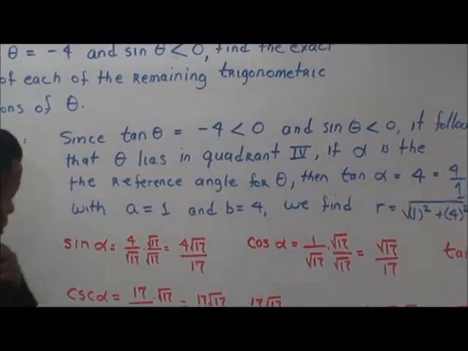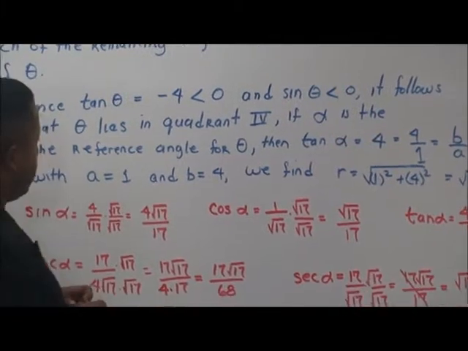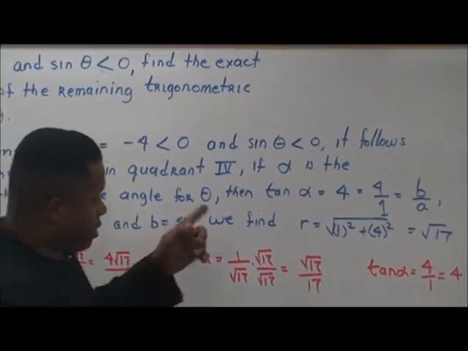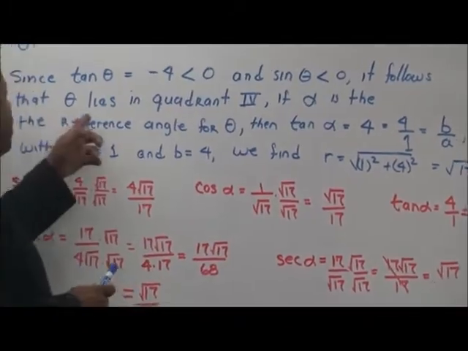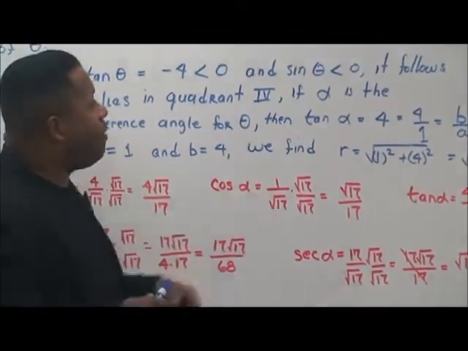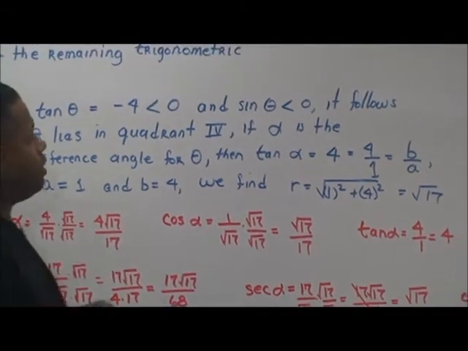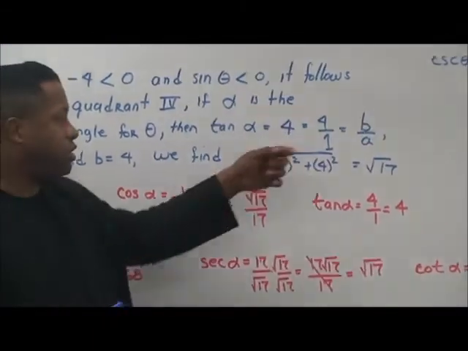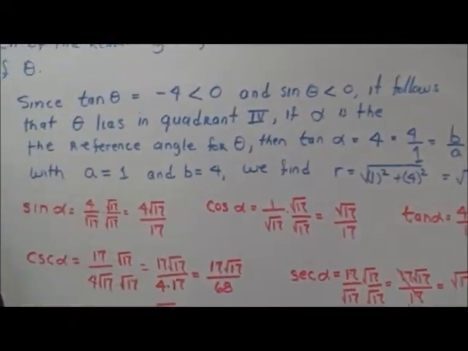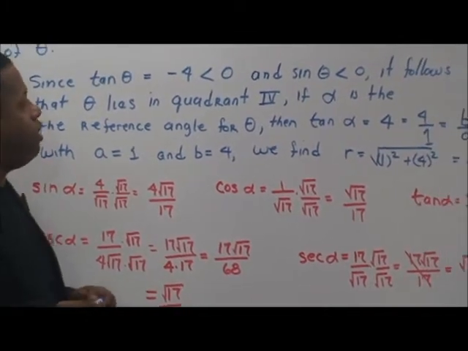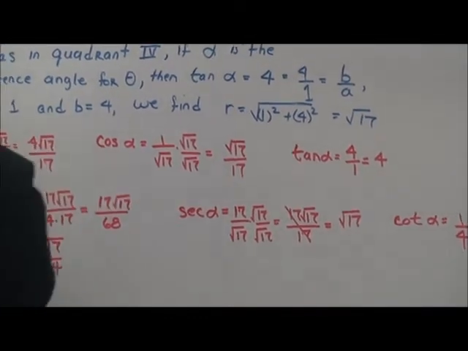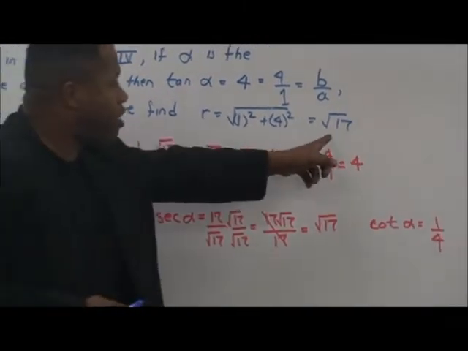Now, for our solution, since tan theta is equal to negative 4, which is less than 0, and sine theta is less than 0, it follows that theta lies in the fourth quadrant. If alpha is the reference angle for theta, then tangent alpha is equal to 4, which is 4/1. That will be considered B over A, with A equal to 1 and B equal to 4. When we use the Pythagorean theorem, we find our long side to be the square root of 17.